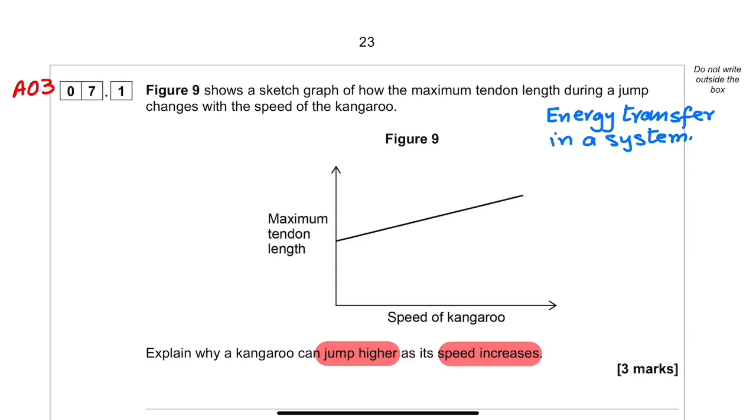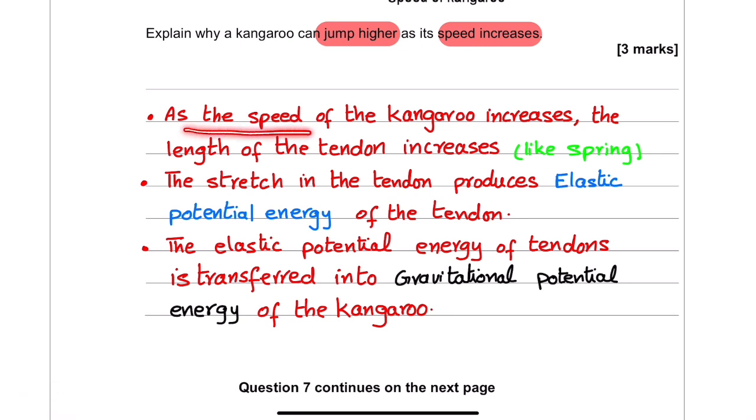Let's see the model answer. As the speed of the kangaroo increases, the length of the tendon increases, like a spring. The stretch in the tendons produces elastic potential energy of the tendon. The elastic potential energy of the tendons is transferred into the gravitational potential energy of the kangaroo. Therefore, the kangaroo is able to jump higher in the air.